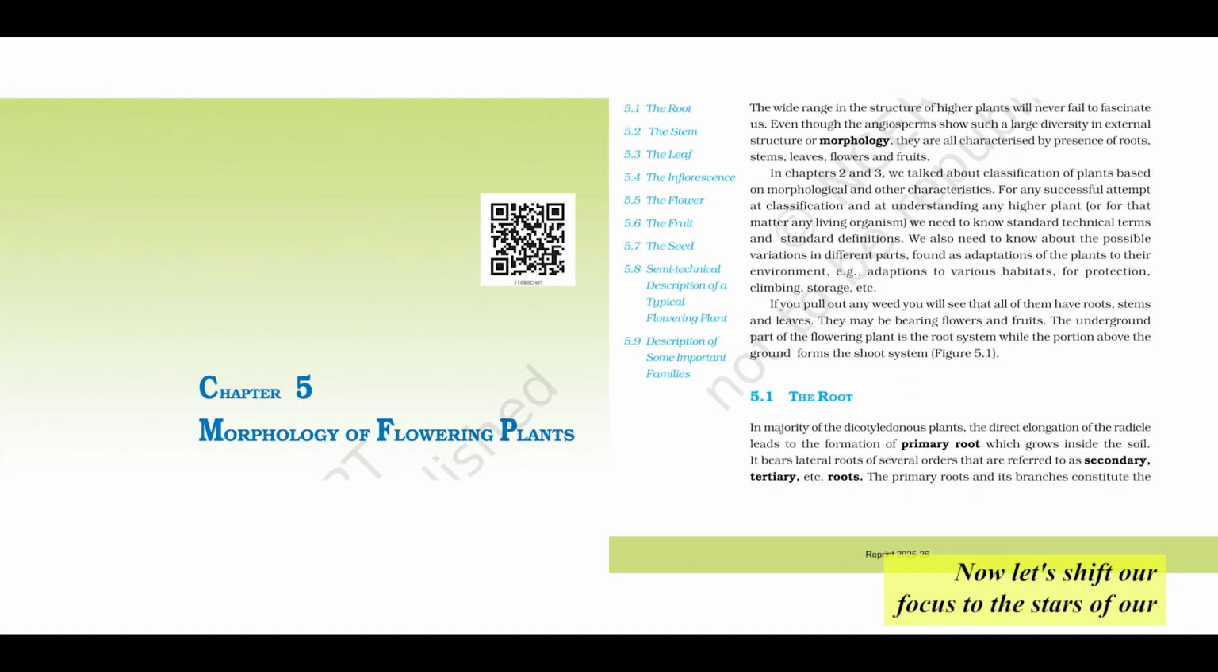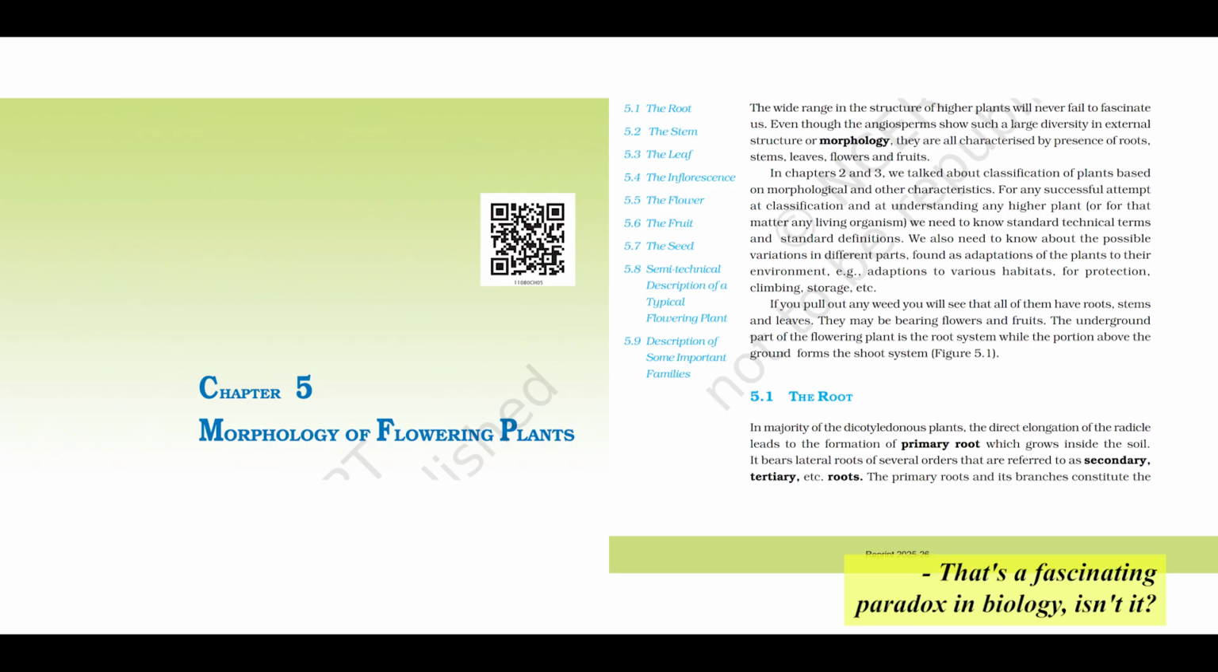Now let's shift our focus to the stars of our deep dive. Angiosperms, the flowering plants. They exhibit such a mind-boggling diversity. Yet, despite this wide variation, what are the common structural features that unite all higher plants, specifically angiosperms? How do we even begin to categorize them?